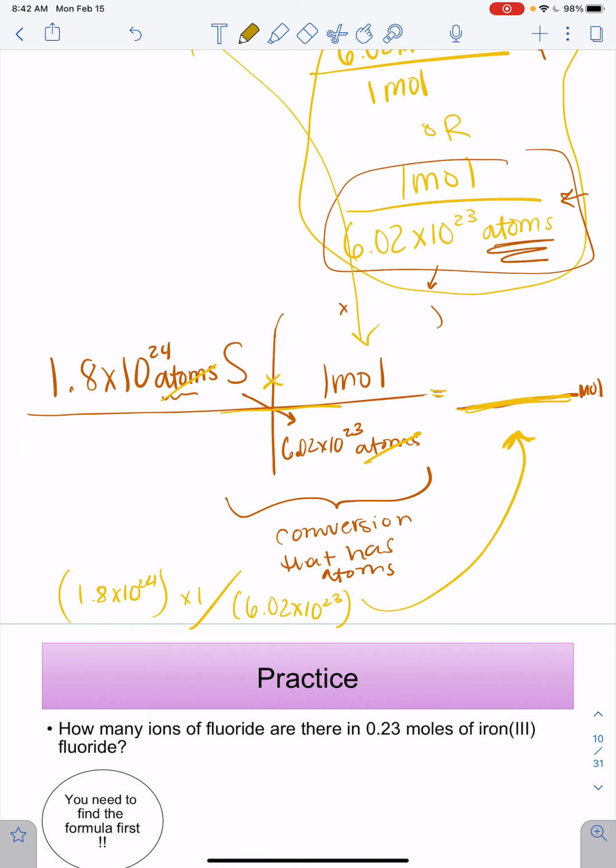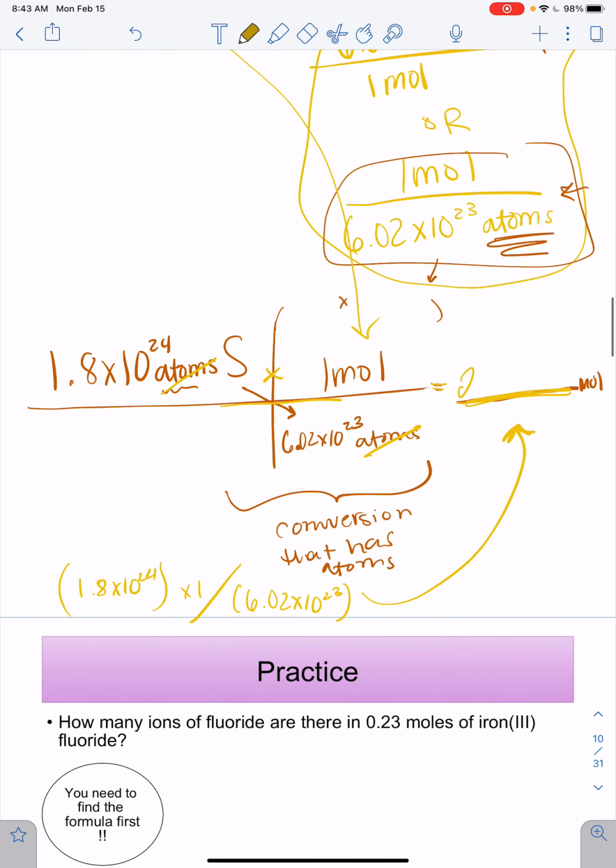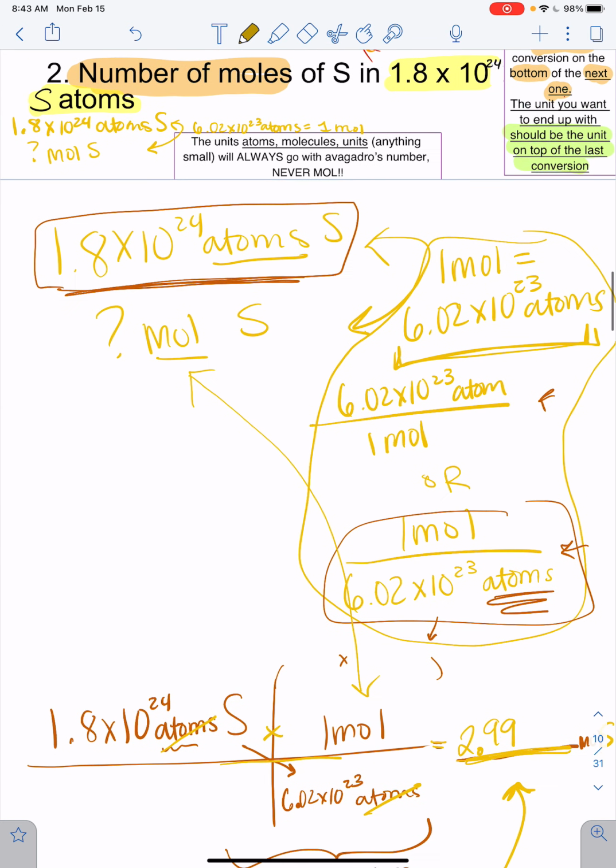So let me put it in my calculator. Open parentheses, 1.8 times 10 raised to the 24th times 1 or whatever, close parentheses, divided by 6.02 times 10 to the 23rd. Make sure you put that in parentheses as well, equal. And I get 2.99. So I get about 3 moles of sulfur in that amount of atoms that I gave you.